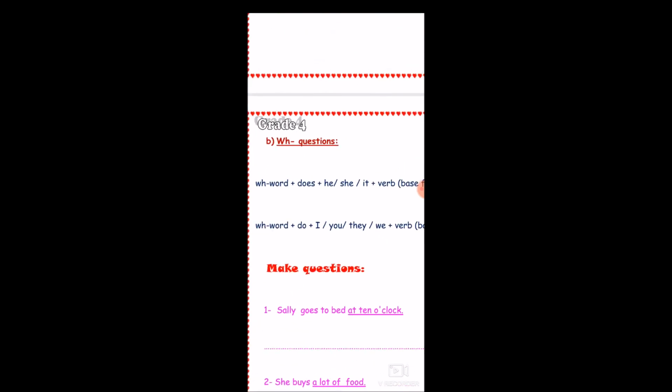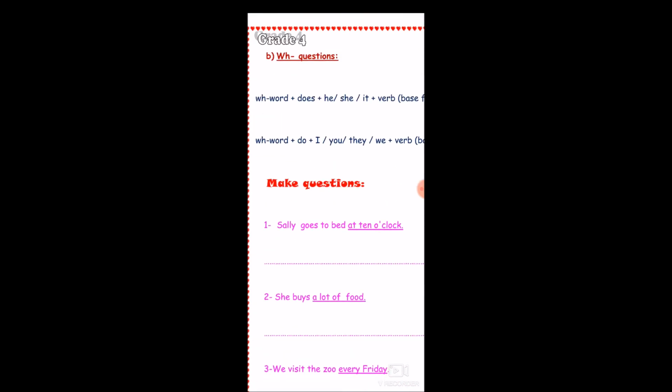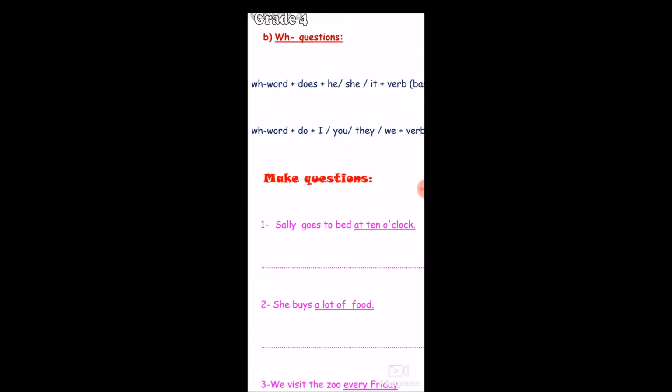For example, Sally goes to bed at 10 o'clock. Here we should ask about the time, and if we speak about a specific time like the clock time, we use what time. So what time is a WH word, and the verb goes, so we should use does. So what time does Sally go to bed? Be careful when you use does. After we use does, we change the verb into stem form. We remove ses or ies.